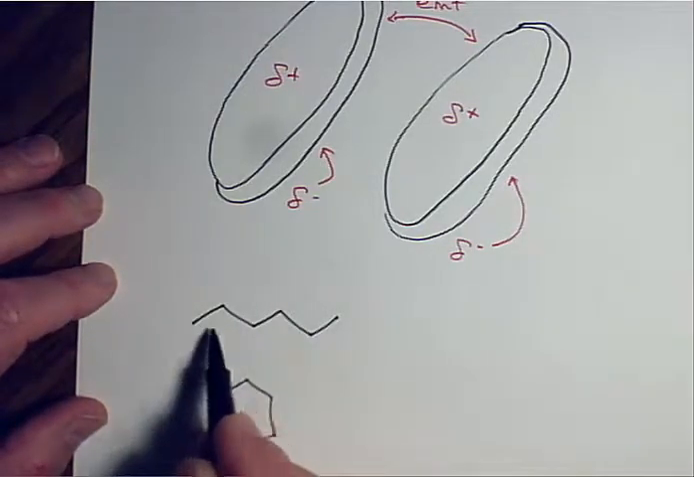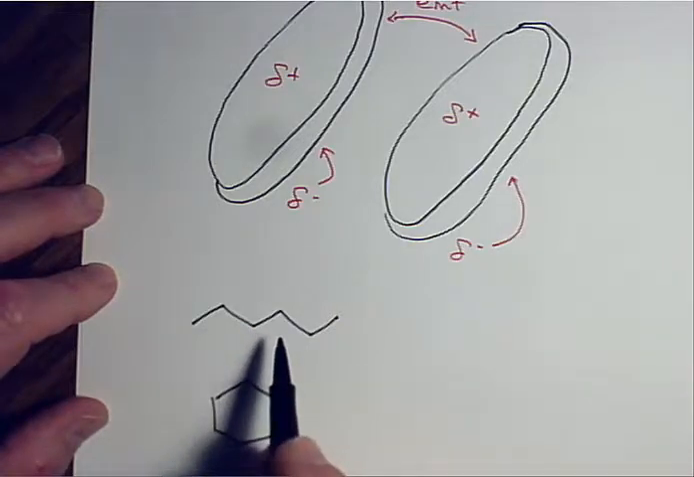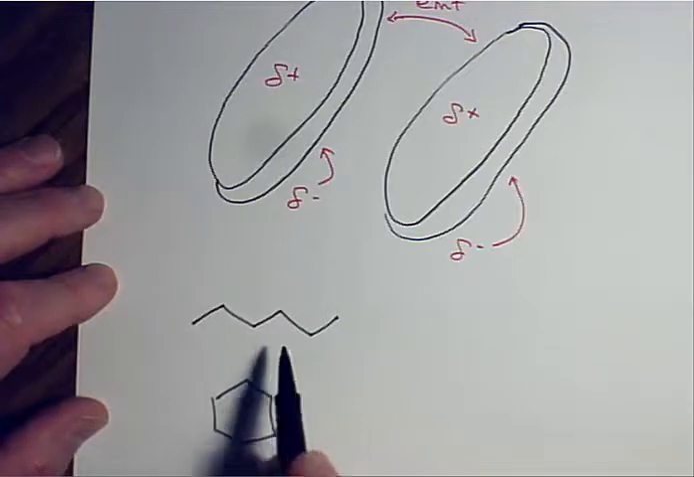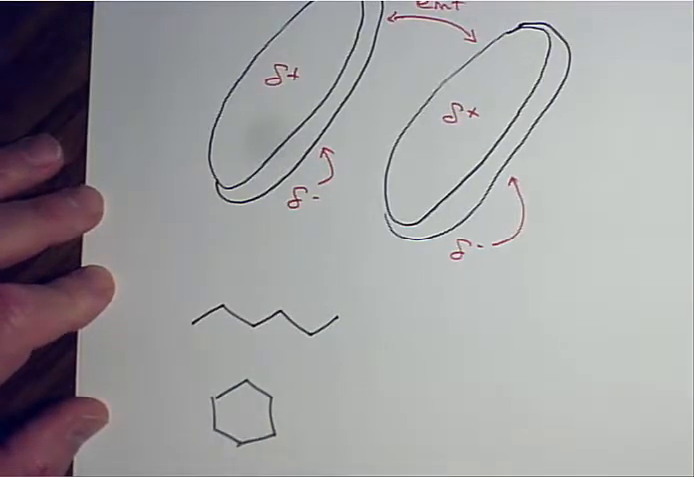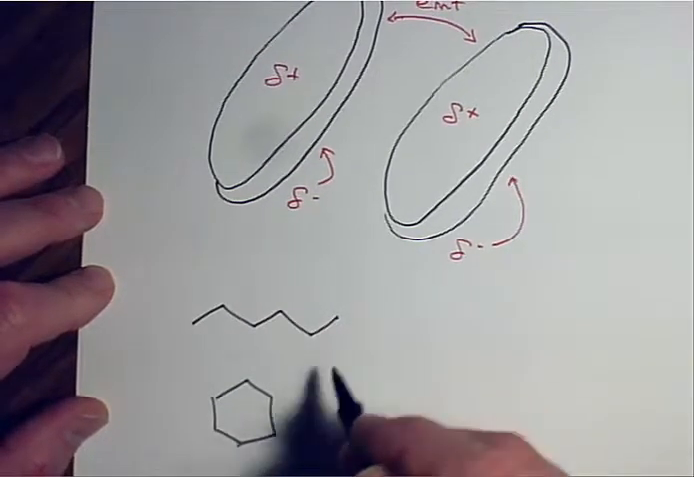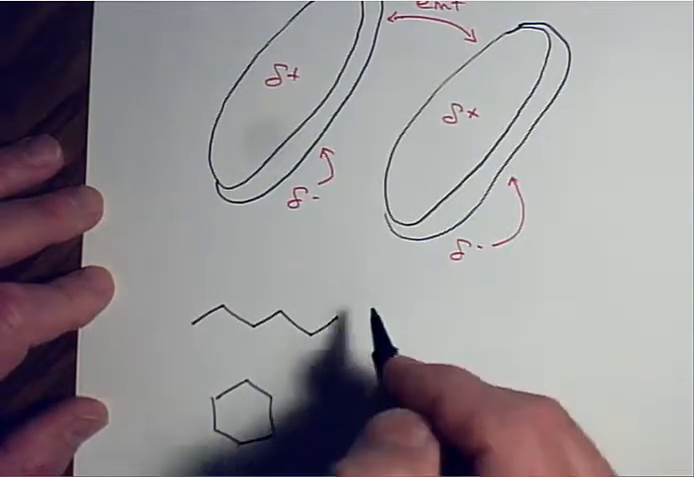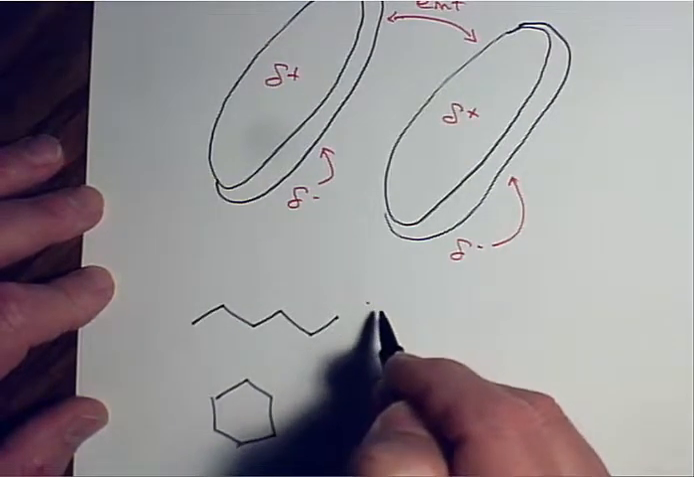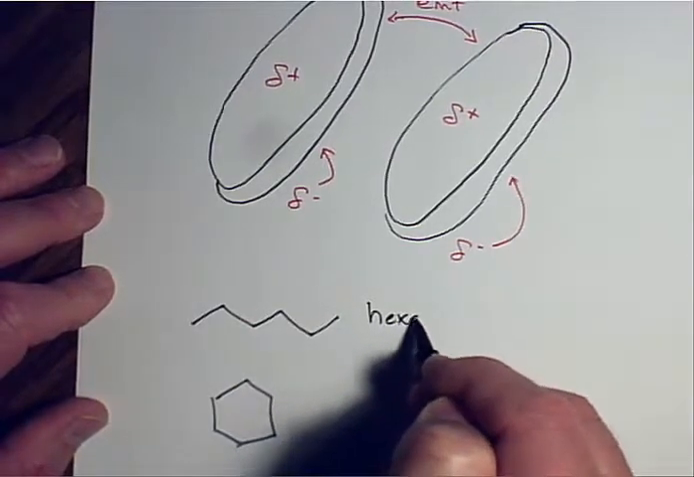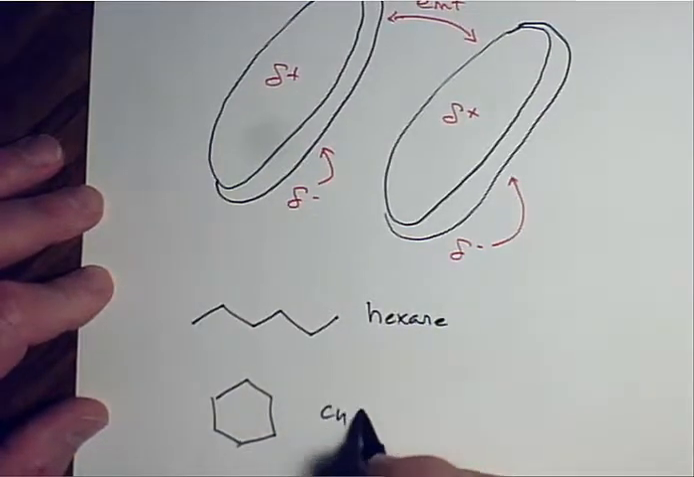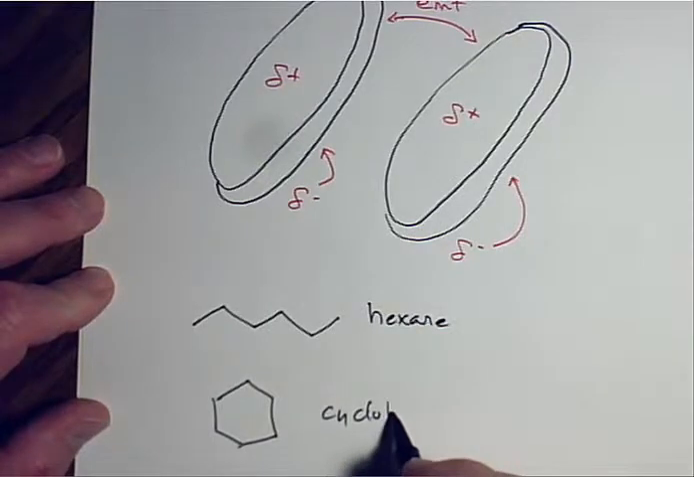And what is this called right here? What's the name of this thing? Hexane. What's this one called? Yeah, but that's not a benzene ring, because a benzene ring has double bonds all the way around. This is actually what else? Cyclohexane. So this is hexane, and this is cyclohexane.